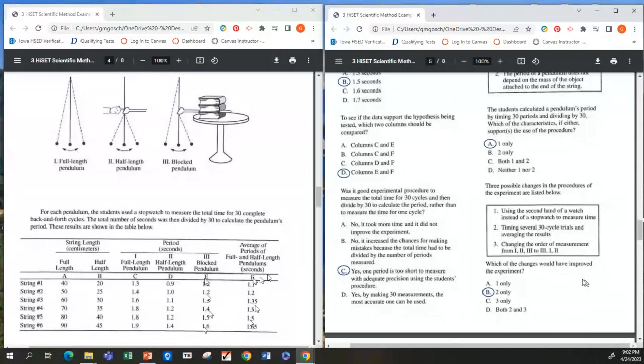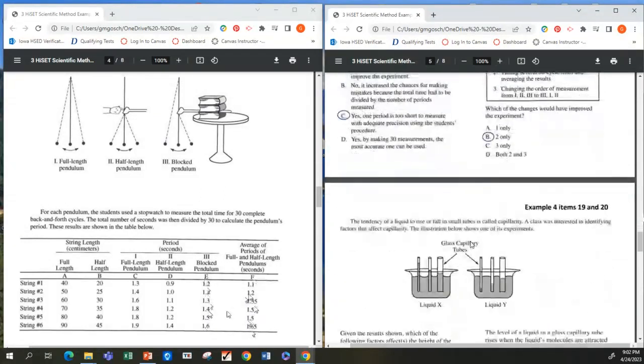Use the second hand of a watch rather than a stopwatch, timing several 30-cycle trials, I should say, and then changing the order. Well, changing the order isn't going to make any difference, and I don't think a second hand is going to be any more accurate than a stopwatch. But doing this experiment many more times, several more times, is going to add credence to your outcome. I just said that earlier. I kind of gave it away.